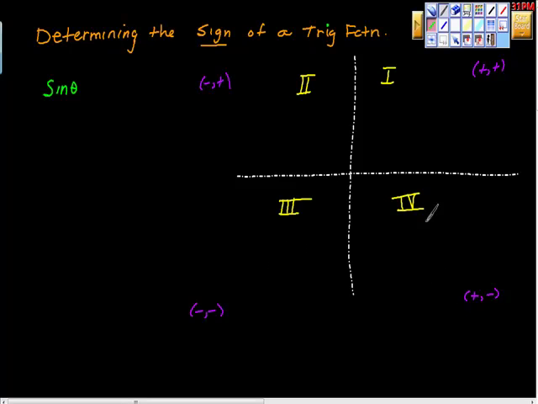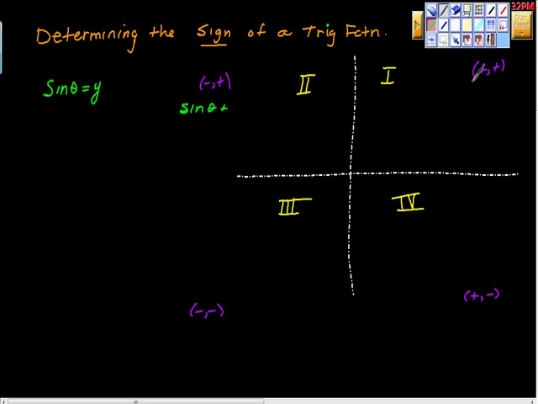Here's the Cartesian plane. Let's start with the idea that we have quadrants 1, 2, 3, and 4. Then we have positive x, positive y; negative x, positive y; negative x, negative y; and positive x, negative y. Think about that for a second, because if we agree that sine is equal to y, then every place that y is positive, sine is positive. So sine theta is positive here, isn't it?